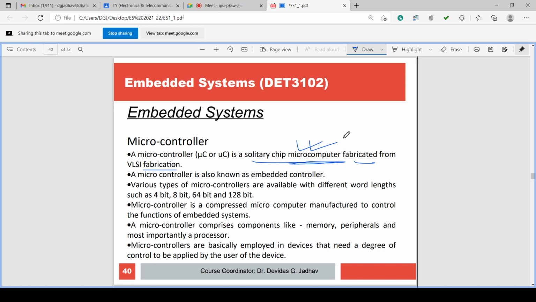So there may be a USB connection, maybe an Ethernet connection, connectivity. There may be some other external memory connection, an external memory facility that can be used with that. So all these features are nothing but features of the microcomputer. So it is a microcomputer.